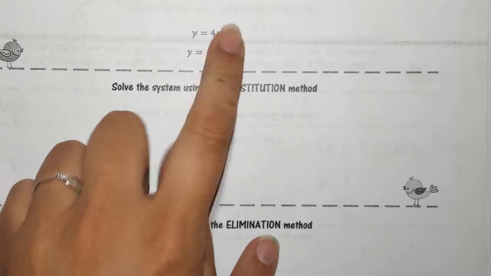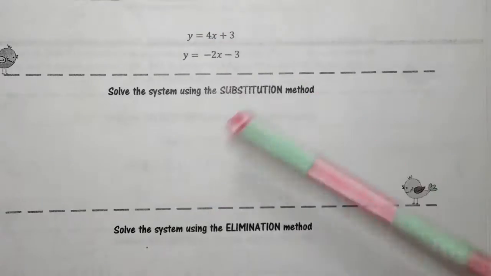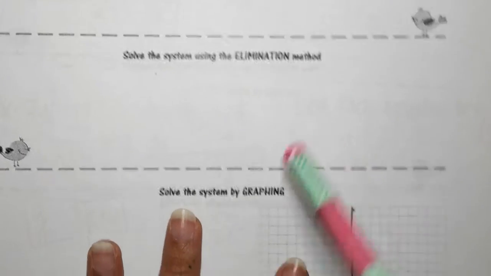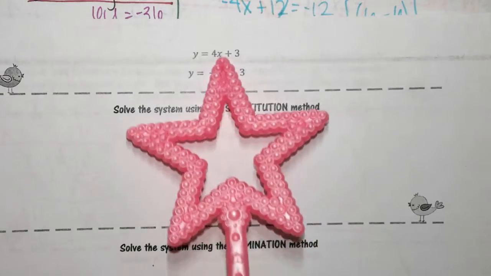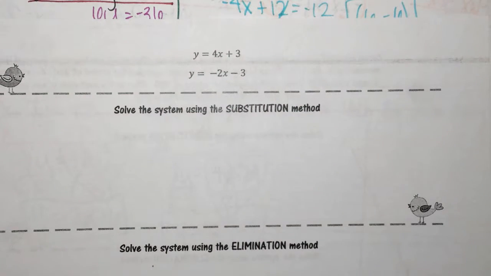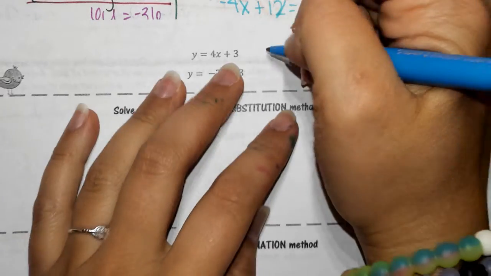Now, for this one, do you think that we're going to substitute, eliminate, or graph first based on what this equation looks like? CJ? Graph. Why do you think we're going to graph? Because the Y's are by themselves. Y is by itself, so graph. Everybody write that down.